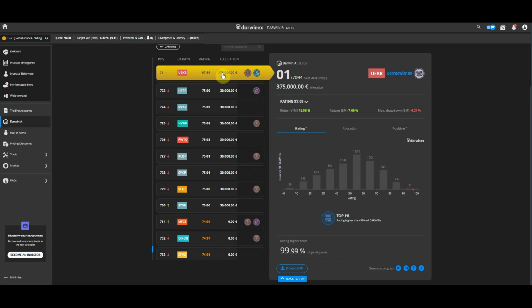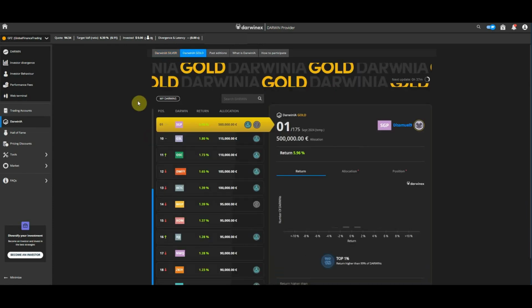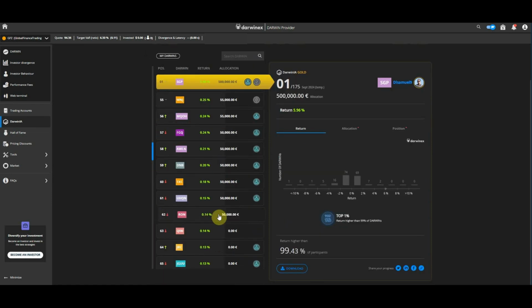You can see the top allocation is 375,000 euro, so much higher, and they have a very good rating of 97.69. If you eventually qualify for Darwin IA Gold, which basically means you have a good amount of trading history and you fit the criteria for their returns versus drawdown, then you have access to much larger allocations. So the top one here has an allocation of 500,000 euro. We can see then the amounts drop down, and about 62 participants get at least 50,000 euro according to the current information.